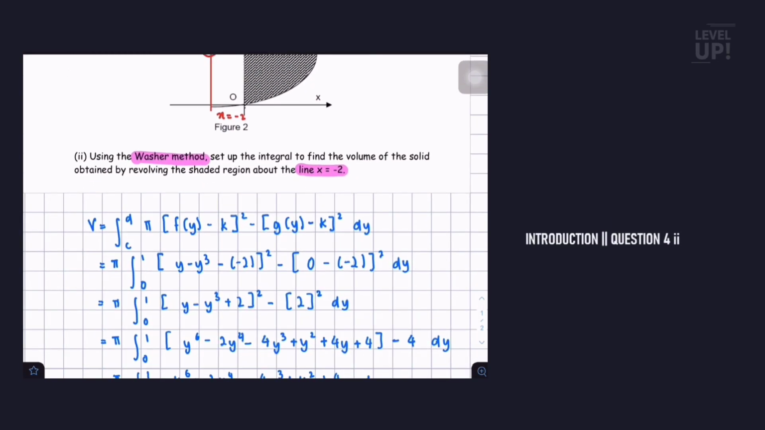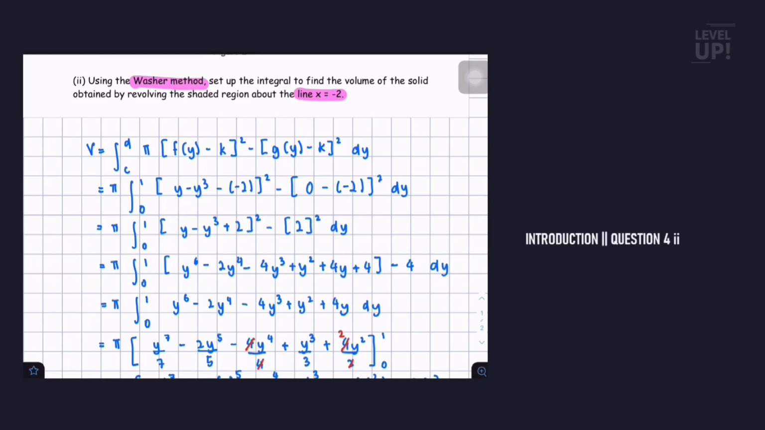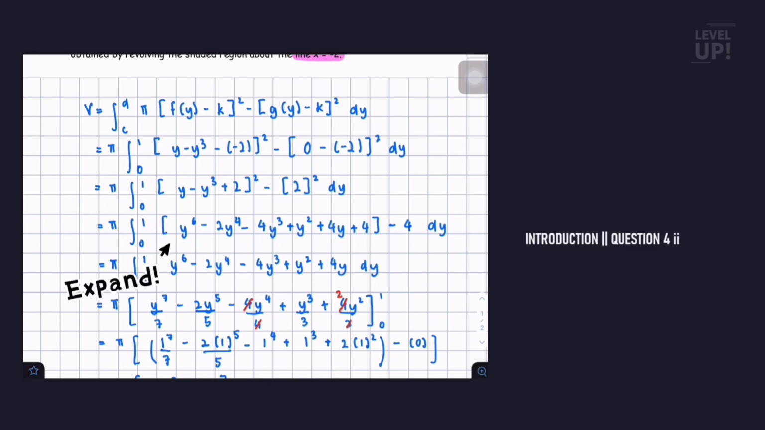Since this is case 2, all the formulas must be in terms of y. So volume equals the integral from c to d of pi times f(y) minus k, which is the axis of revolution, squared, minus g(y) minus k squared, dy. And then we will substitute everything and simplify. We will get the integral of y minus y cubed plus 2 squared minus 2 squared dy. And then we will expand. We will get y to the power of 6 minus 2y to the power of 4 minus 4y cubed plus y squared plus 4y plus 4 minus 4.